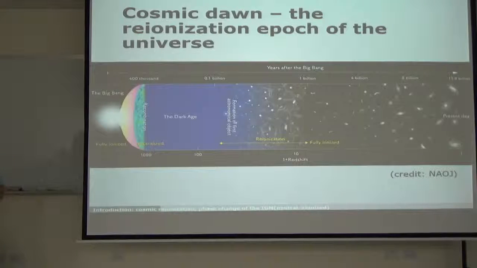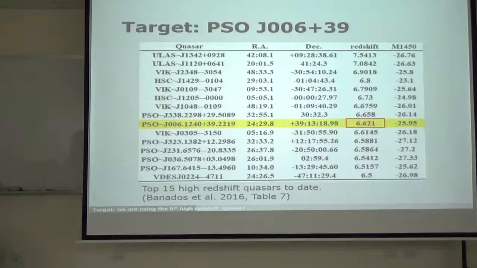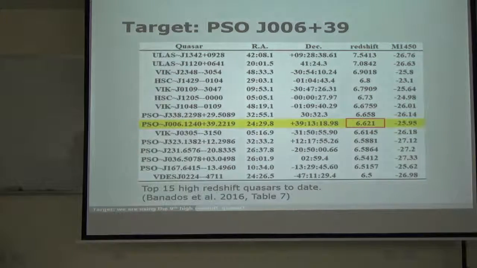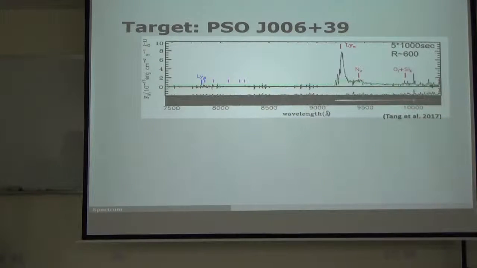So what we do is observe a quasar from this stage and see how much light is absorbed along the line of sight toward us by the neutral hydrogen. This is our target, the highest redshift quasar at redshift 6.6. And this one is the same as the one Dija just showed us previously in the morning.